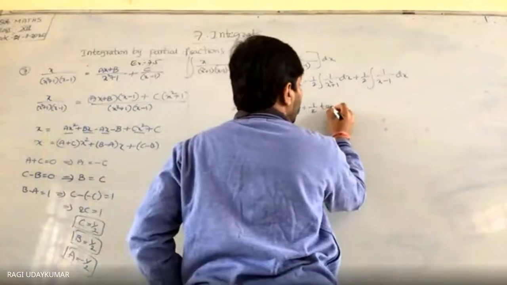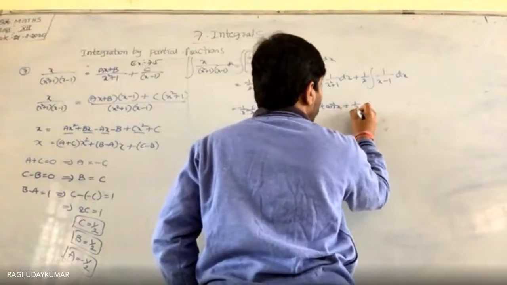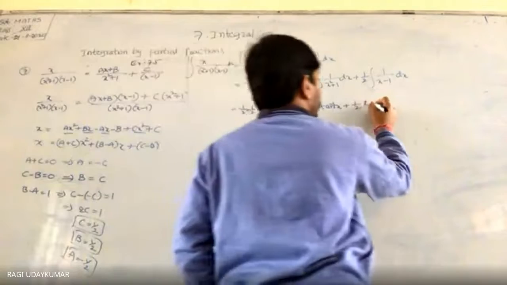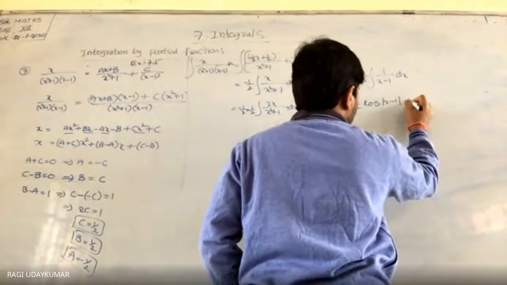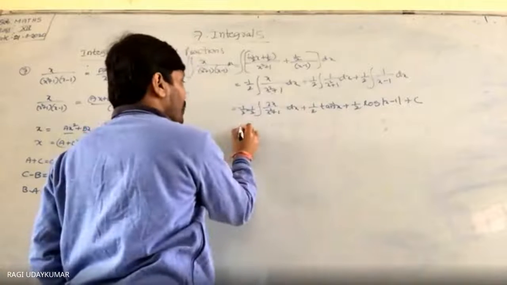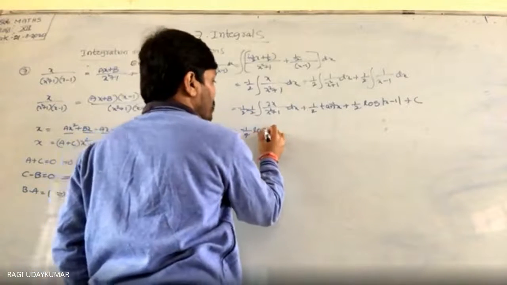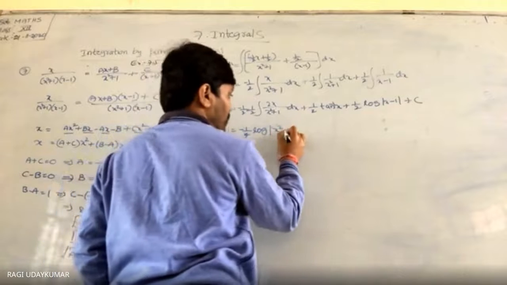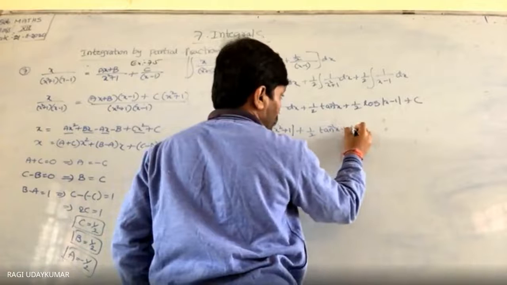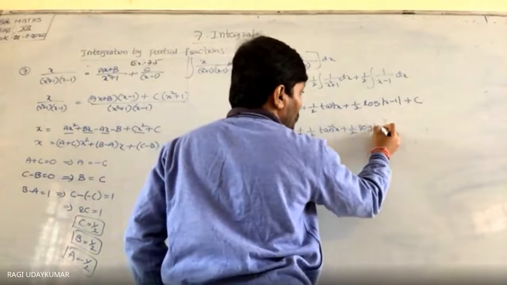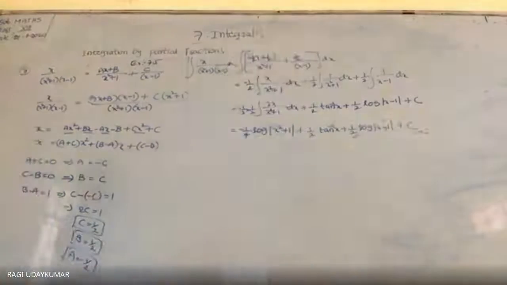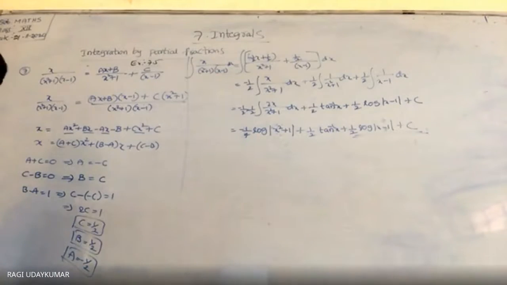1 by 2 tan inverse x plus 1 by 2, integration of 1 by x minus 1 is equal to logarithm of x minus 1 plus c. इधर है इसका इंटीग्रेशन ये. So ये भी क्या होगा? Minus 1 by 4 logarithm of x square plus 1 plus 1 by 2 tan inverse x plus 1 by 2 logarithm of x minus 1 plus c. This is the final answer. समझ में आया?